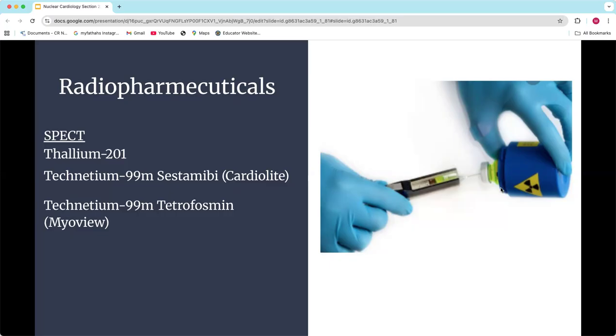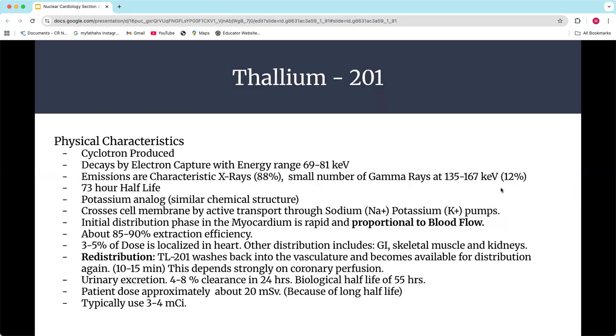And so we'll get into those. All right. So first one is thallium. And I'm just going to go through all the characteristics, because how we do protocols with these different radiopharmaceuticals is dependent on how they function and how they work. So that's why I want to talk about how they work.